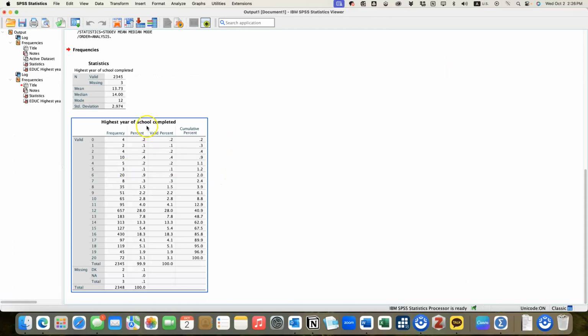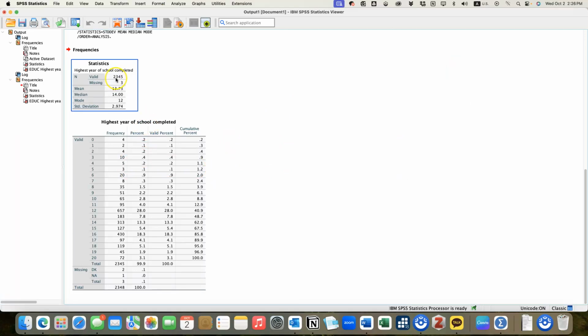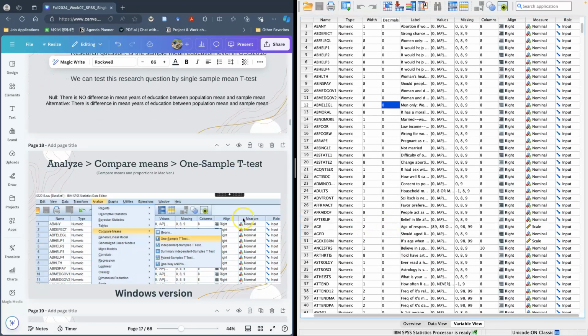All right, this result shows that there are 2,345 cases. For some reason, there are 3 missing cases. The mean is 13.73. So on average, out of 2,345 cases in the data set, 13.73 years of education was the average year of education in the data. The median and mode, maybe you don't need to consider this time. But anyway, in the sample data, 13.73 years of education was the average.